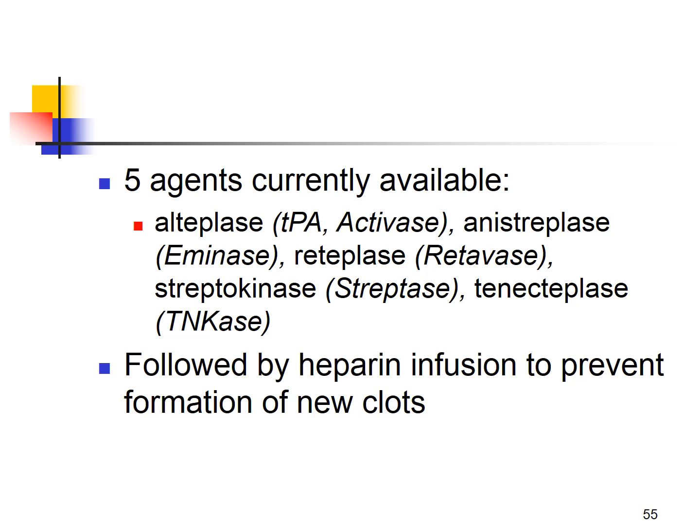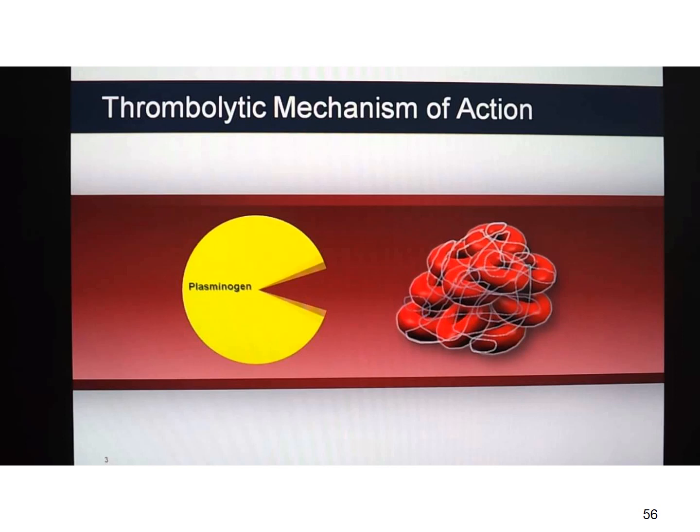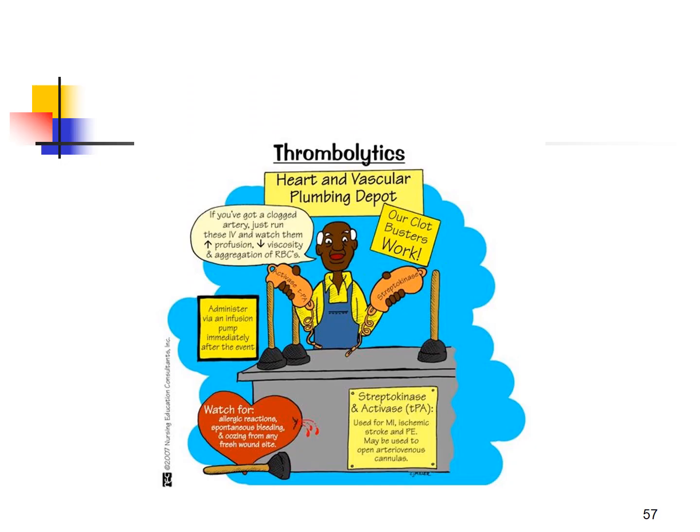Next slide. So these are some of the agents that are used as thrombolytics, TPA, streptokinase, followed by some prevention, a drug that prevents blood clots, such as heparin. Next slide. So the mechanism for thrombolytics is they break it down. They don't prevent it. They break what has already existed. Next slide.